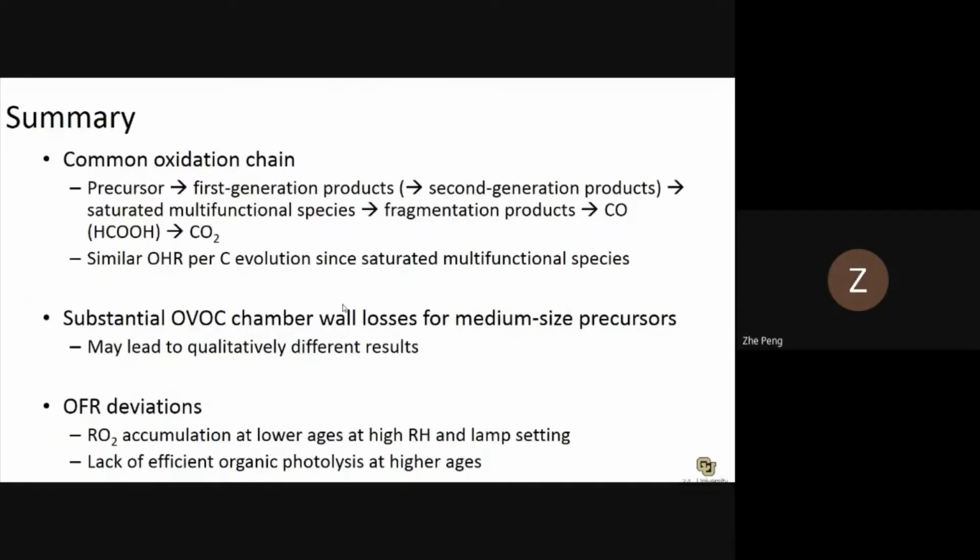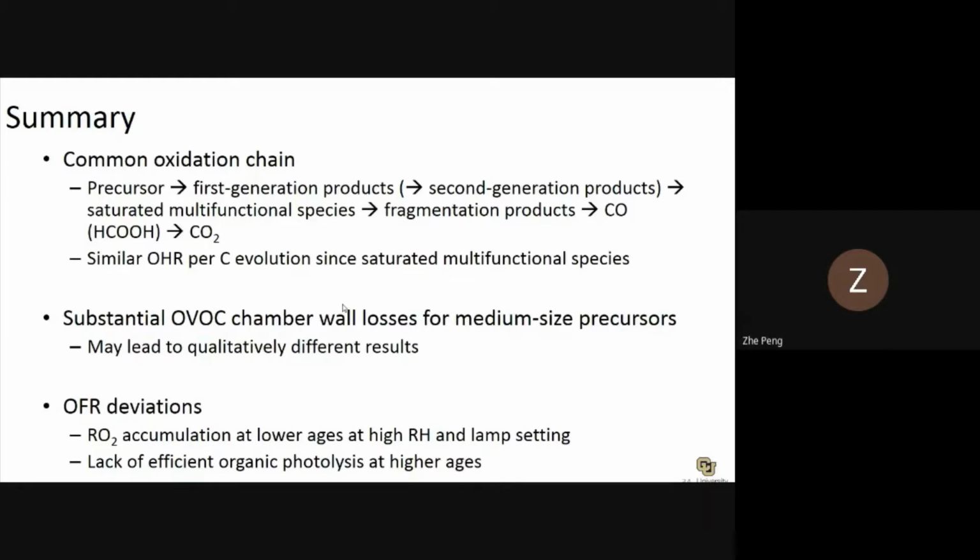To summarize, we found a common oxidation chain to explain different types of precursors for the oxidation. And this can lead to similar reactivity per carbon atom evolution, starting from saturated multifunctional species. And in chamber, there can be substantial VOC wall losses for medium-sized precursors or larger ones. This can lead to qualitatively different results.